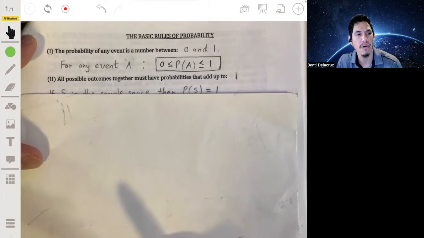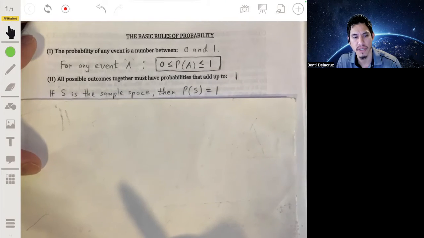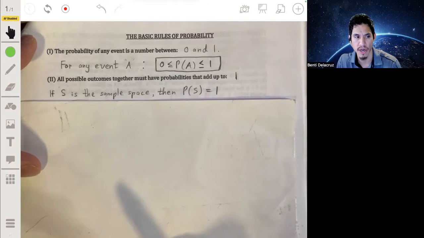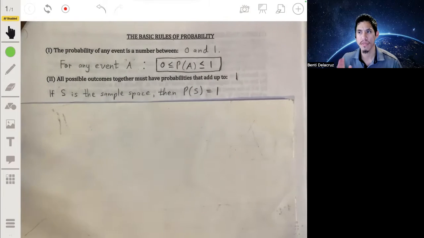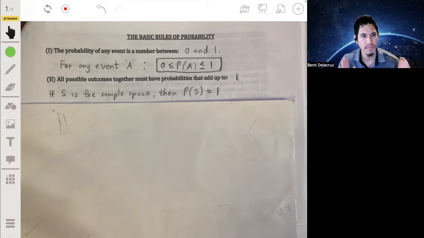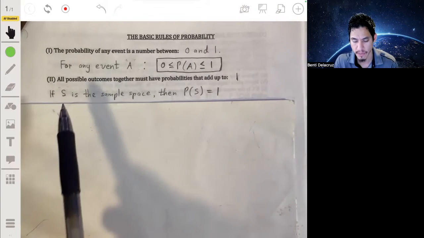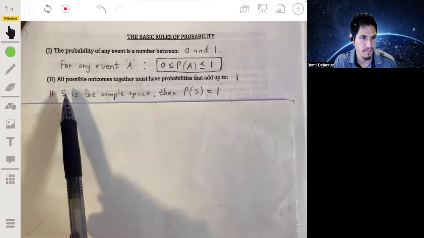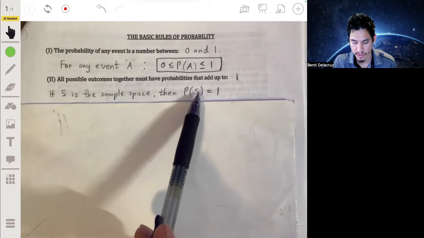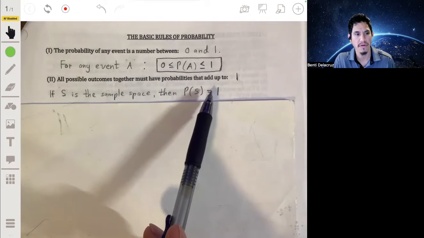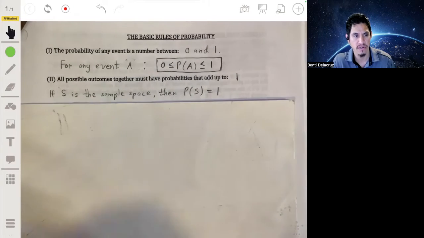Second rule says that all of the possible outcomes must have their probabilities add up to 1. So in all the things that could happen in the universe, if you took all their probabilities, it would have to add up to 1. If it doesn't, then there's something wrong with your model. And again, we like to use capital S to denote the sample space. So we say that the probability of S is equal to 1. Remember, the sample space is the set of all possibilities.